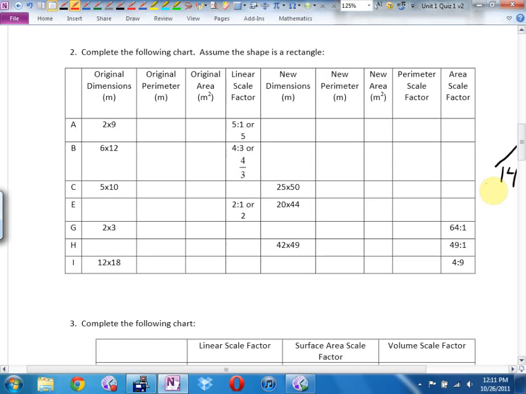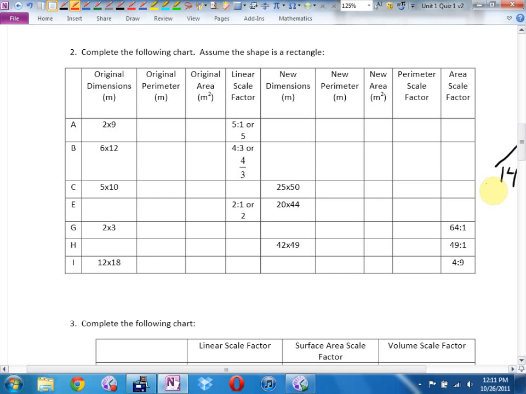Next page. So complete the following chart. Assume the shape is a rectangle. I'm going to go a little faster. Last class, I did a long explanation. So those 5 of you that were away last class, watch the video. I went through this whole chart in detail. Here, I'm just going to go through the answers a bit quicker, and then I'll take questions afterwards.